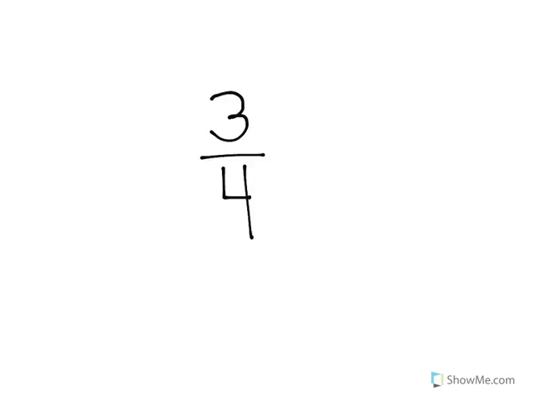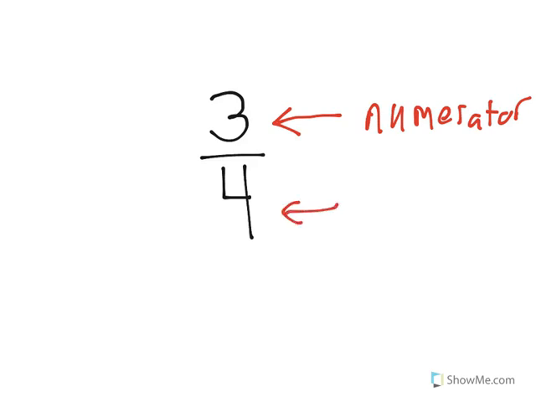So let's take a look and remember some basic vocabulary really quick. Here we have the fraction 3/4. We have the number 3, which is the part, which we call the numerator. Okay? How about the number 4? That describes the whole. What is that part called? That's correct. This is the denominator.